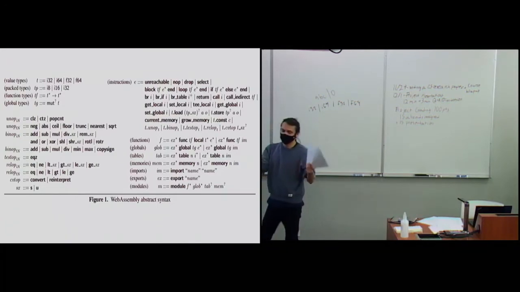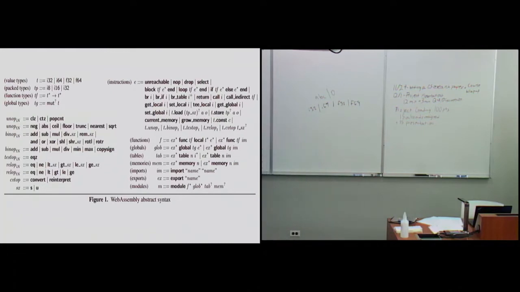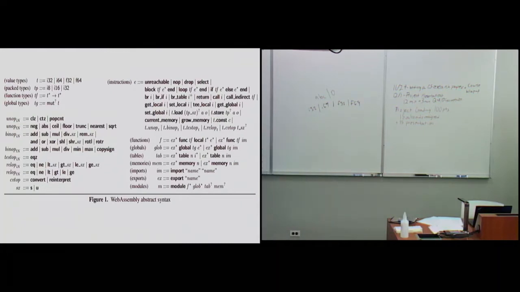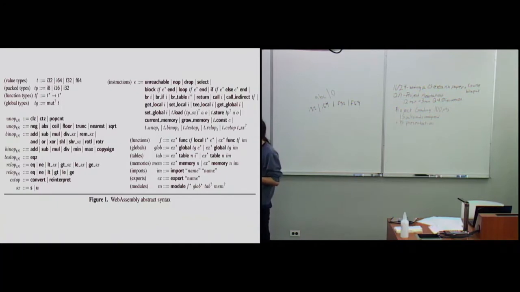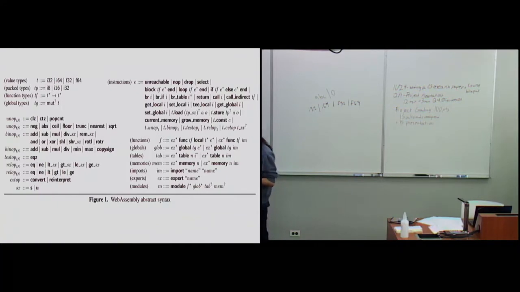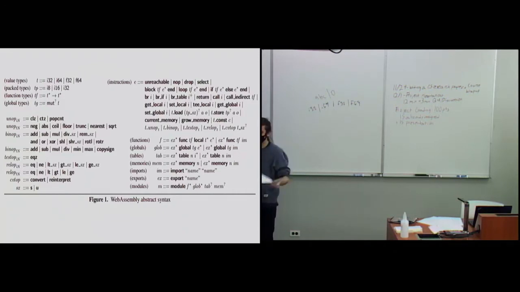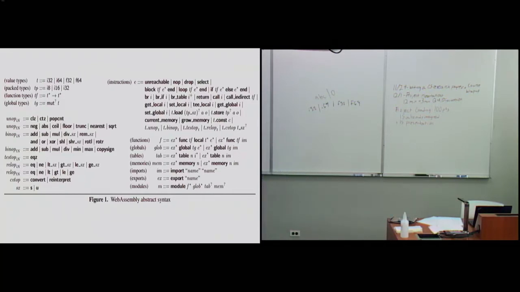So you start out, you define your memory object with the memory operator, and you give it a number of pages, which are denoted in 64 kebibytes. If you run out of space, you have to do memory.grow, or else you'll get an out of bounds error, and we need to look it up.